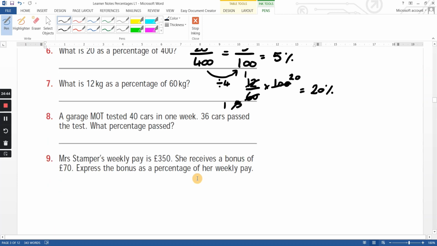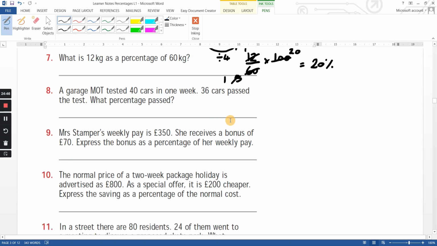Next one, a garage MOT tested 40 cars in 1 week. 36 cars passed the test. What percentage passed? So you've got 36 out of 40. As a percentage, let's simplify this. So 4 goes into that 9 times. 4 goes into that 10 times. And that's going to be 90%, isn't it?